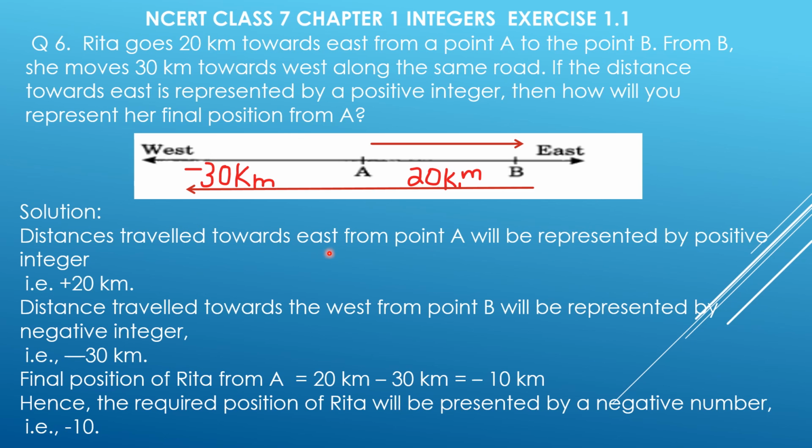The distance travelled towards east from point A will be represented by a positive integer, that is plus 20 km, and the distance travelled towards the west from B will be represented by a negative integer because she is travelling back, that is minus 30 km. So the final position of Rita from A: initially she has travelled 20 km and minus 30 km, which is equal to minus 10 km. Hence the required position of Rita from point A will be represented by a negative integer, that is minus 10 km.